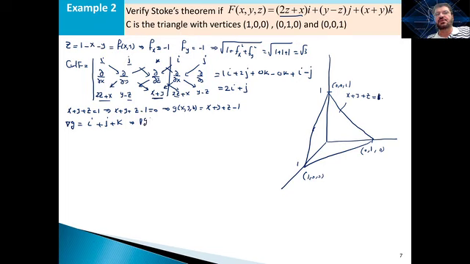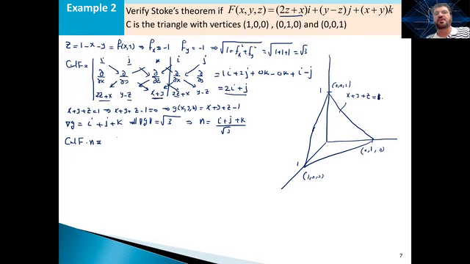The magnitude of the gradient of g is going to be the square root of 3. It's 1 squared plus 1 squared plus 1 squared. So this implies that n is (i + j + k) over the square root of 3. What do I need? I need curl F dot n.